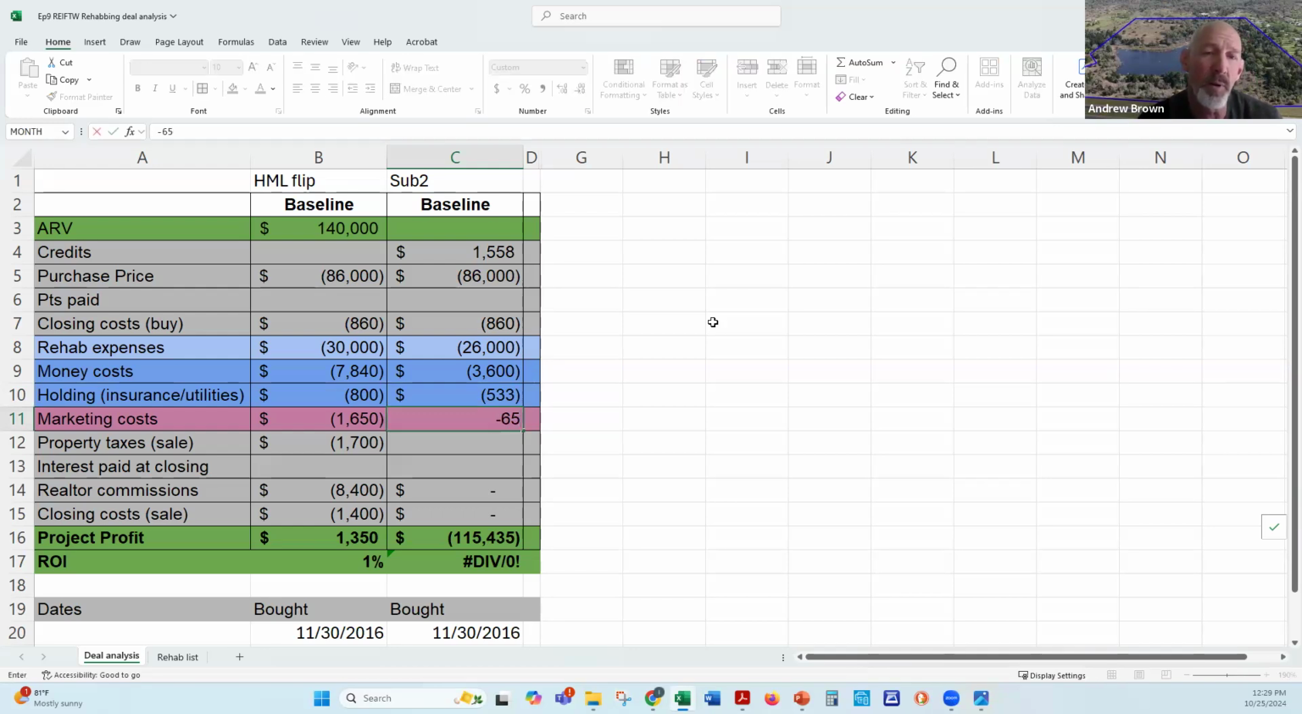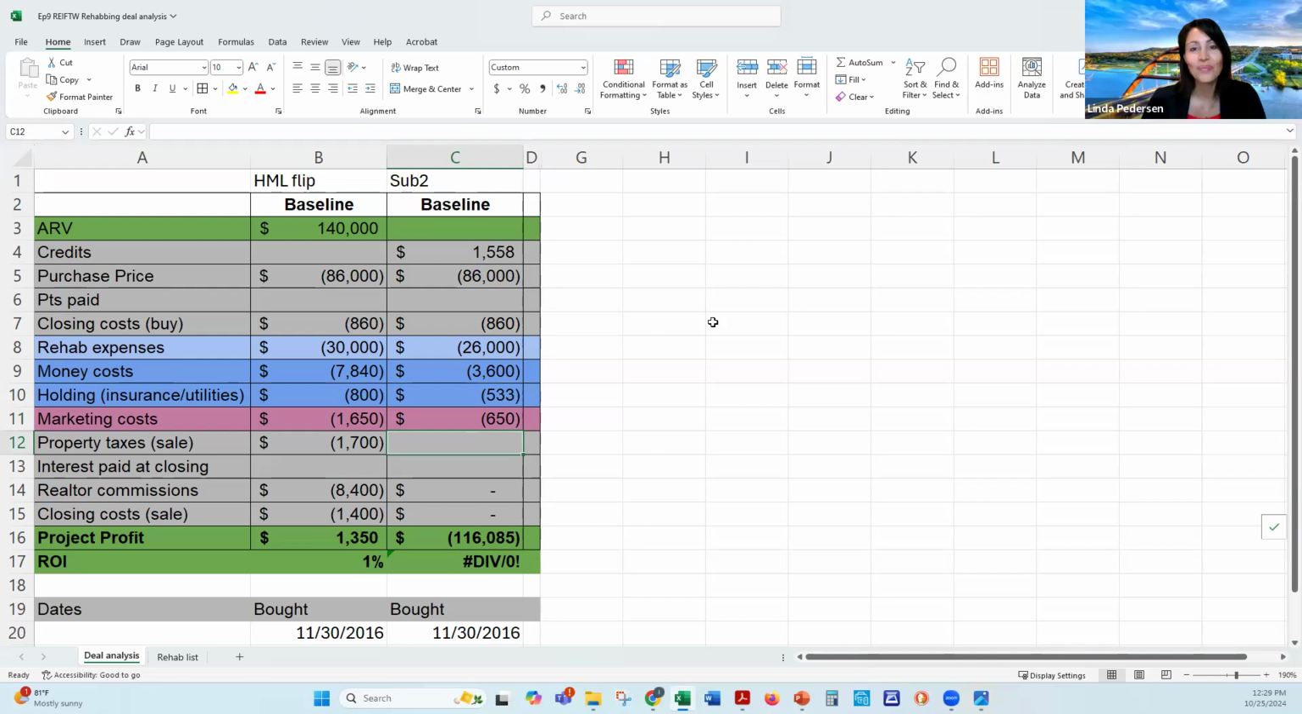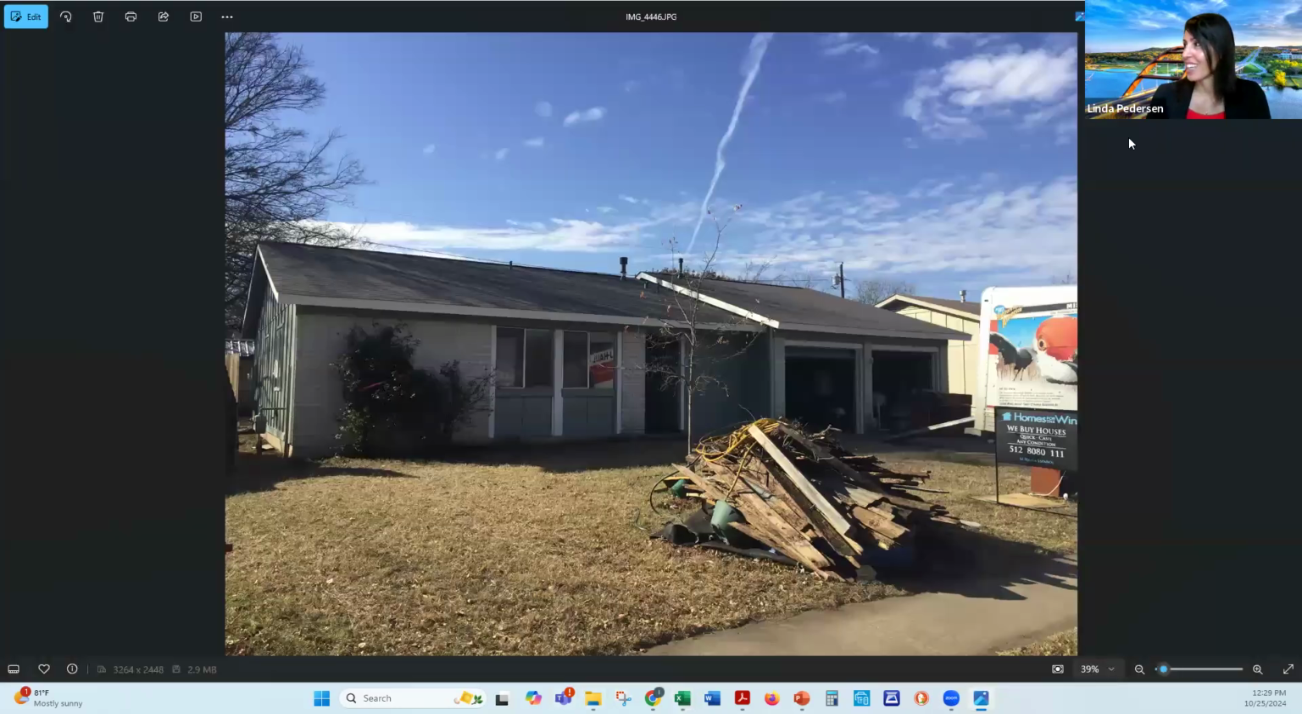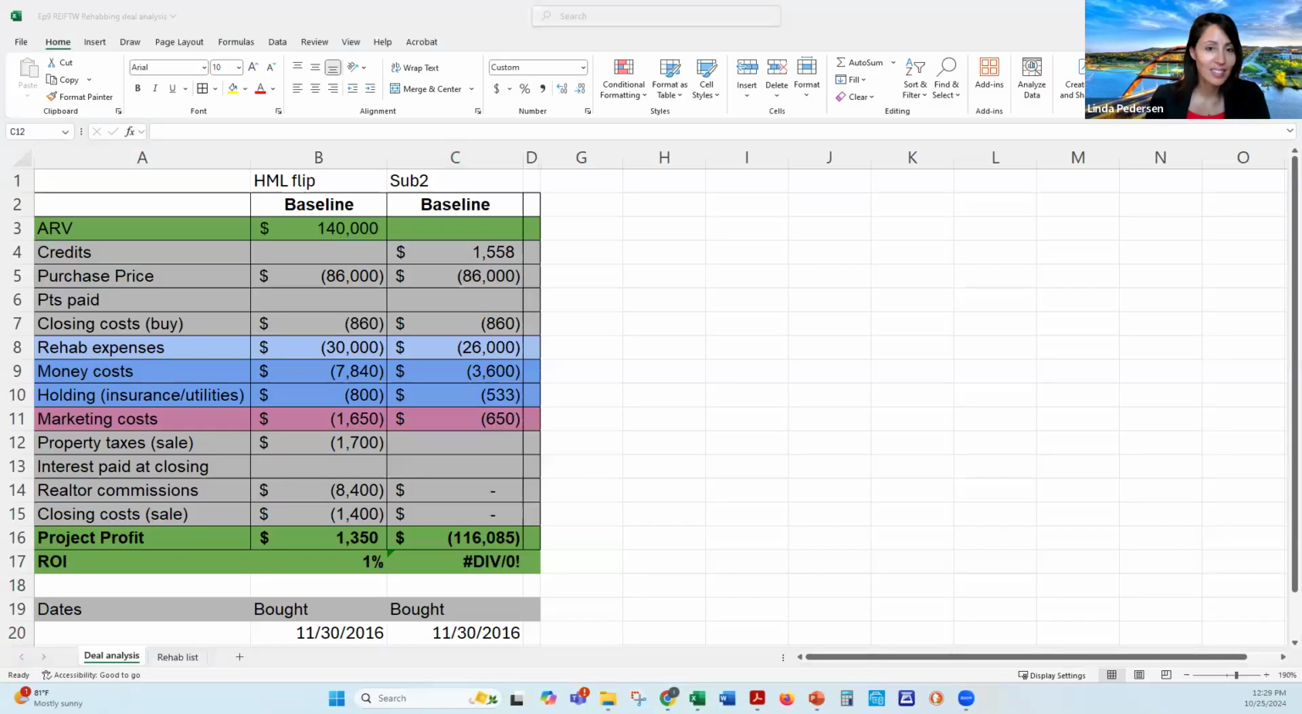And I cannot remember if it was that we did not stage the house. We did. Did we do it ourselves? What do we do? Do you want to see the after pictures? Sure. I don't remember. You will.